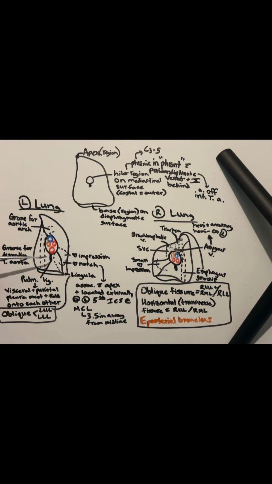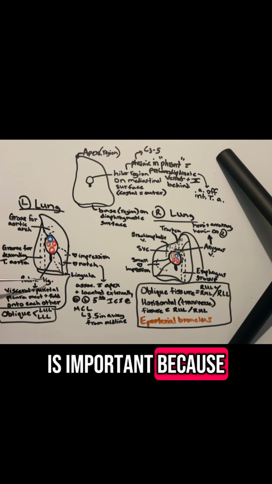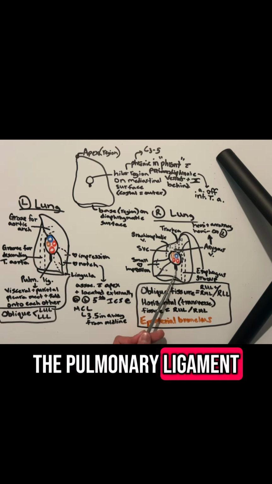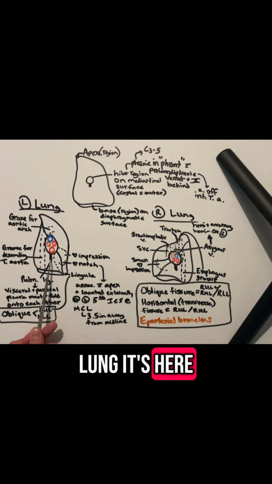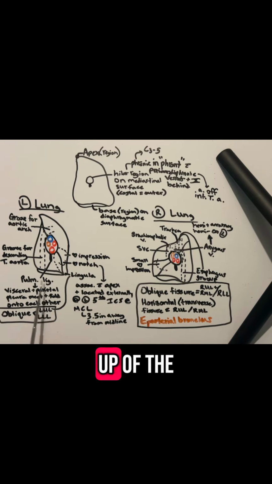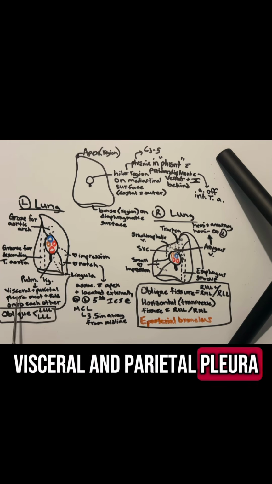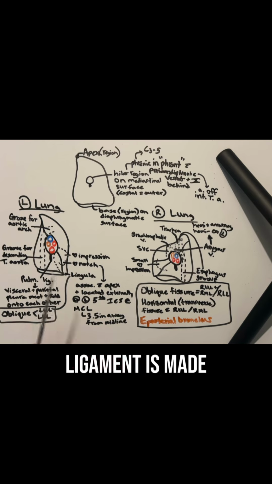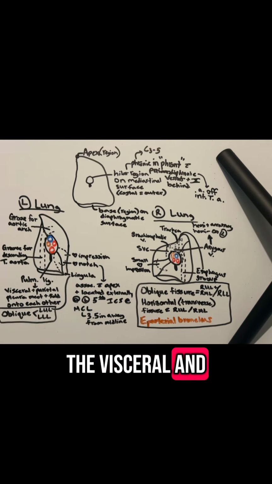left lung. Now, the pulmonary ligament is important because it is on the left and right lungs. So the right lung, the pulmonary ligament is here, and the left lung, it's here. It's in the same respective spot on each lung. And that pulmonary ligament is made up of the visceral and parietal pleura foldings onto each other. So the pulmonary ligament is made up of both the visceral and parietal pleura.